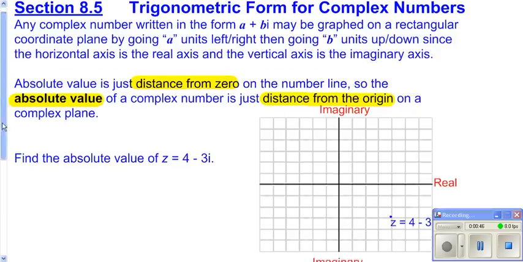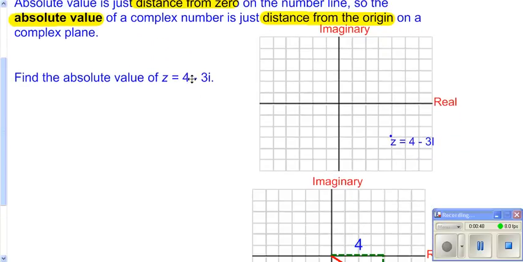Well, let's go ahead and start with this first number here. We have 4 minus 3i. So to graph that, we're going to go right 4 units and down 3 units, because the real part is 4, which tells you how far to go left and right. The imaginary part is negative 3, which tells you how far to go up and down.